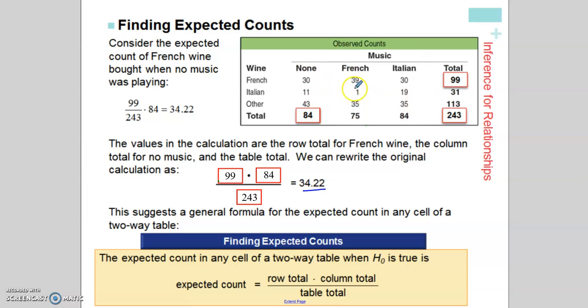So if I wanted to figure out this expected count right here, I would do the row total times the column total divided by the table total. That's the formula you can use to figure out your expected counts. I think that's where we'll end today. During our next lesson, we'll talk about checking conditions and then calculating the chi-squared statistic for a situation like this.